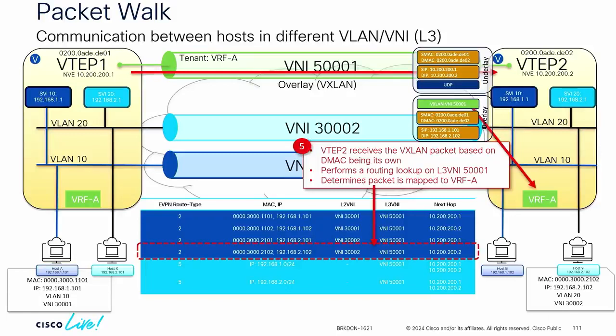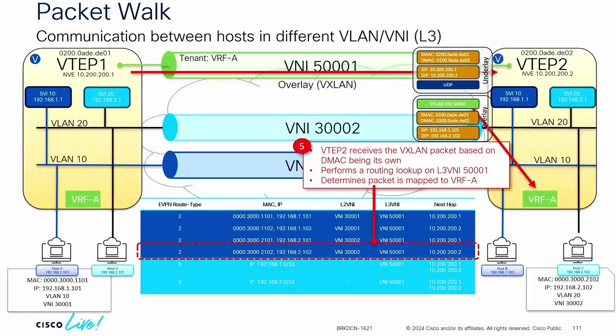Now, when VTEP v2 receives the VXLAN packet, based on its destination MAC it's going to perform that routing lookup, and it's going to look in the layer 3 VNI for 50,001, and it's going to determine that this packet is going to be mapped to this virtualization, this VRF forwarding table, VRFA.